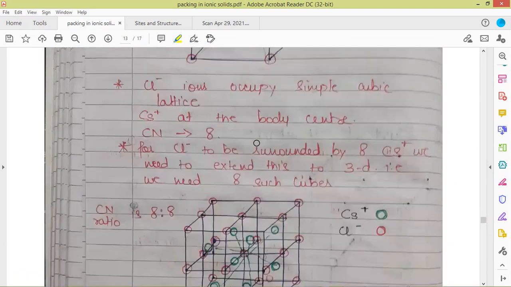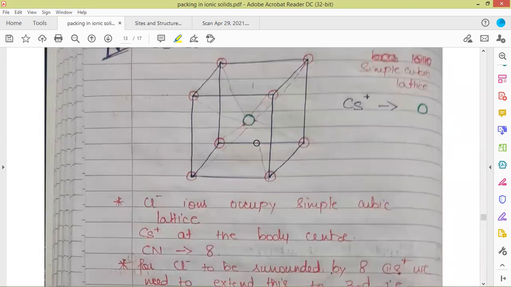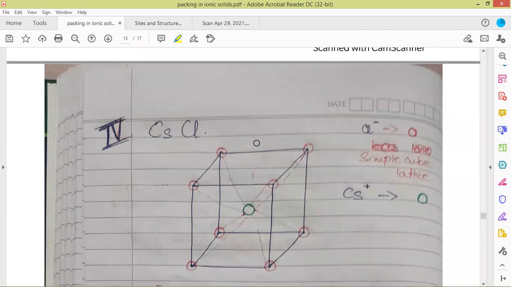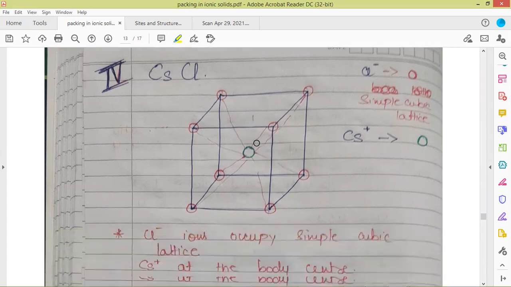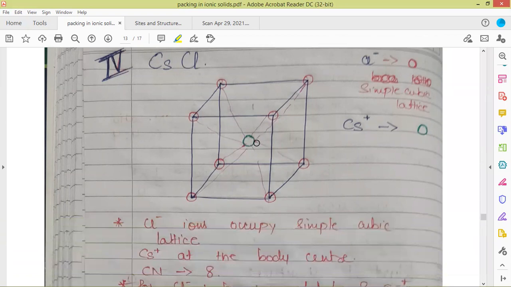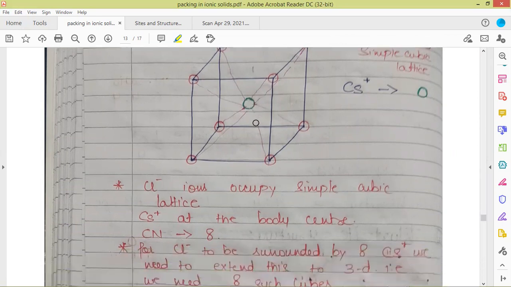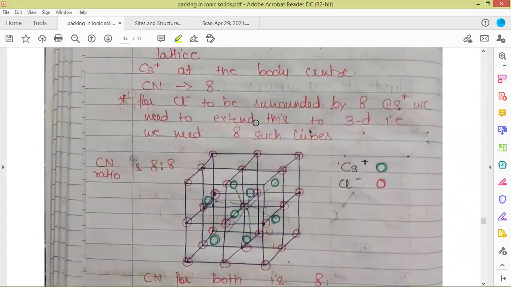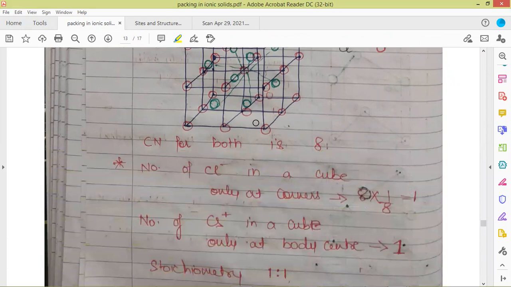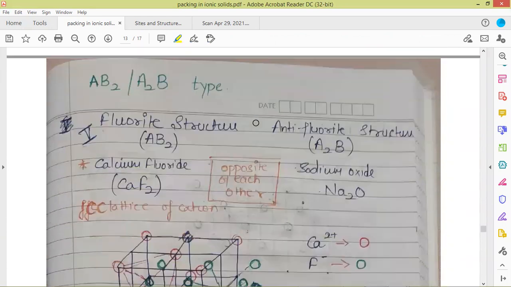So this was all about the AB type of category. This is an exceptional case because the size of cesium is comparable to the size of chlorine. But in case of sodium chloride, the size of the cation was very small in comparison to that of the anion, so the cations could occupy the lattice sites. Here the size is quite comparable, so it occupies the position of the lattice. That is, in the body centered arrangement, the body centered position is occupied by cesium, and the corner positions are occupied by chloride ions.